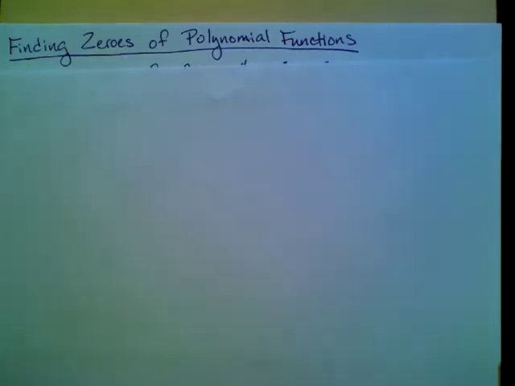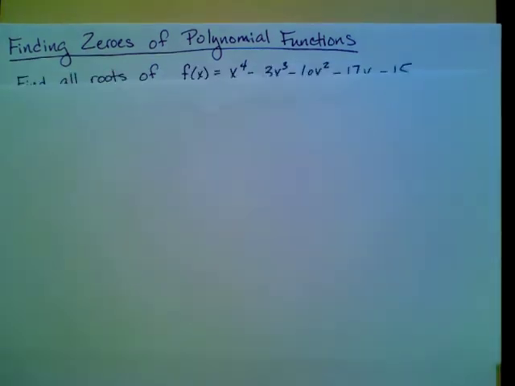In this video, we're going to do an example of finding the zeros of a polynomial function. So we're going to find all roots. Remember, roots are just another word for zeros of the function f of x equals x to the fourth minus 3x cubed minus 6x squared minus 17x minus 15.